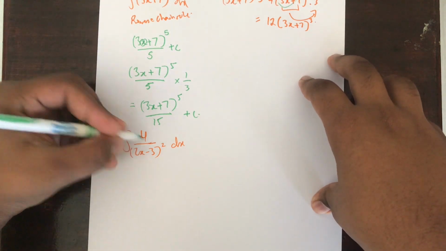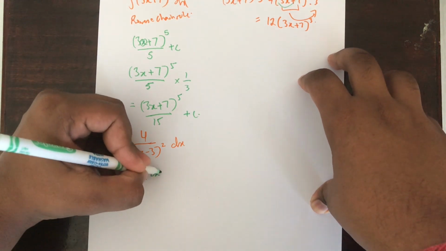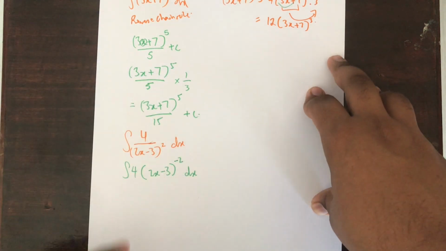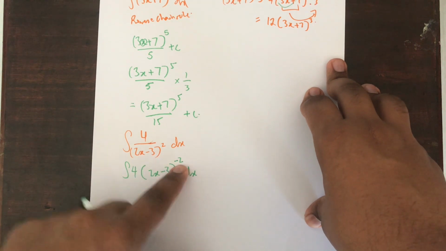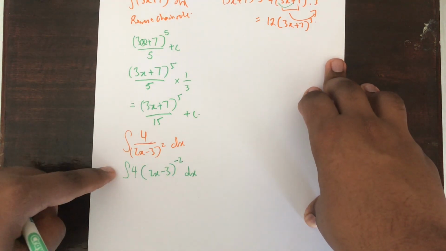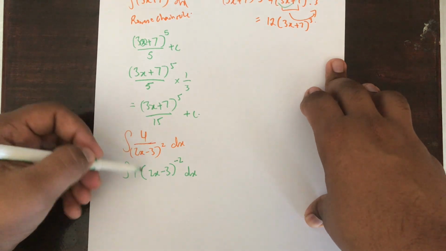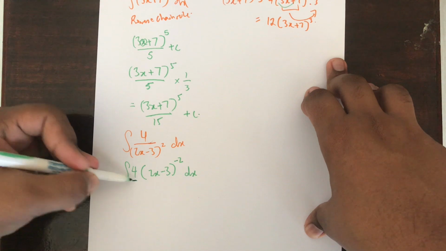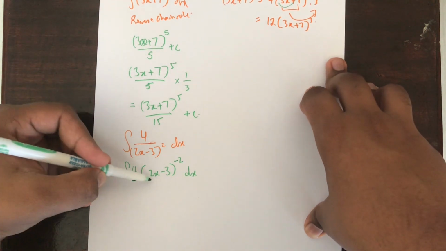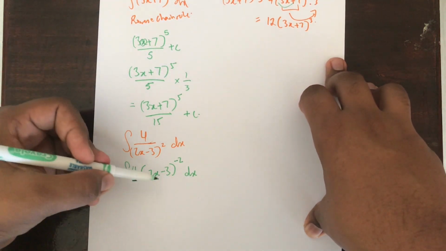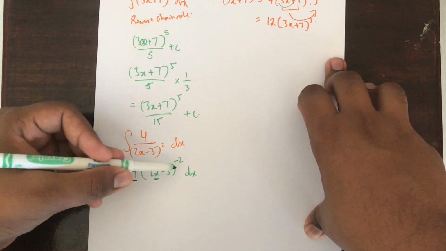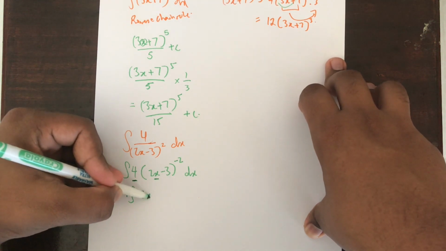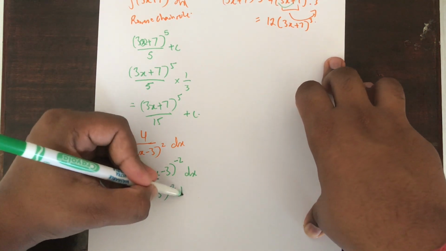So this can also be written as 4 times (2x - 3)^(-2). If you've learned the rules of exponents, you can notice that a negative power means 1 over the whole thing, so this is the same as this. Now we also notice a constant term. This 4 is constant. Anything with x is not constant because that's the variable. The 4 is outside the bracket, so it's a constant term. Therefore you can write this as 4 times the integral of (2x - 3)^(-2) dx.